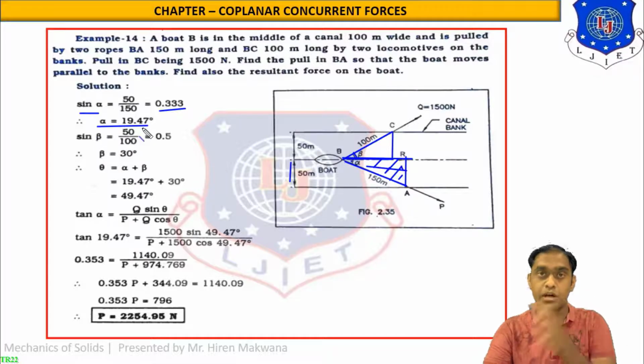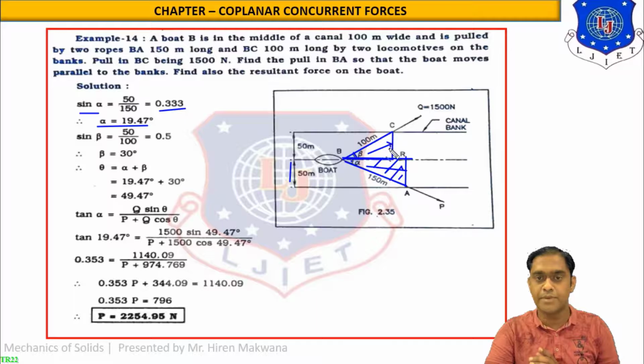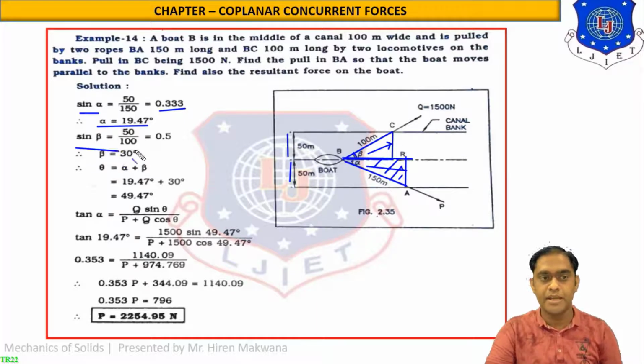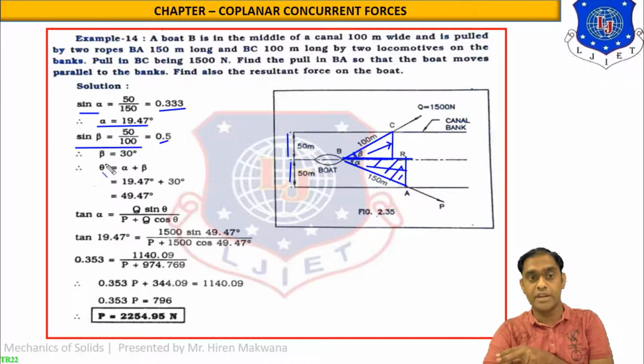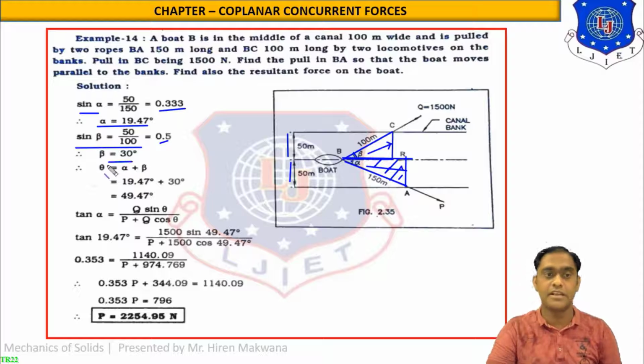Similarly, same method for the upper triangle. What is sine beta? Opposite upon hypotenuse. So what is the opposite of beta? This is the opposite of beta, which is 50 meter again. Hypotenuse will be 100. So sine beta is equal to 50 upon 100, 0.5. So sine inverse of 0.5 will be 30 degrees. So beta will be 30.